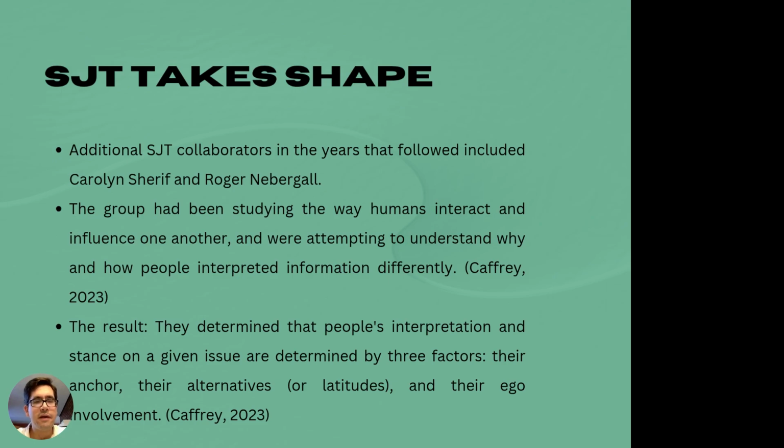The group had been studying the ways humans interact and influence one another, and were attempting to understand why and how people interpreted information differently. The result was that they determined that people's interpretation and stance on a given issue are determined by 3 factors: their anchor, their alternatives or latitudes, and their ego involvement.